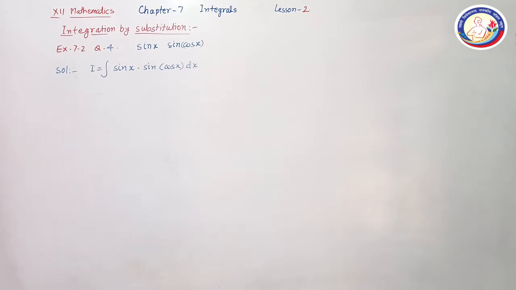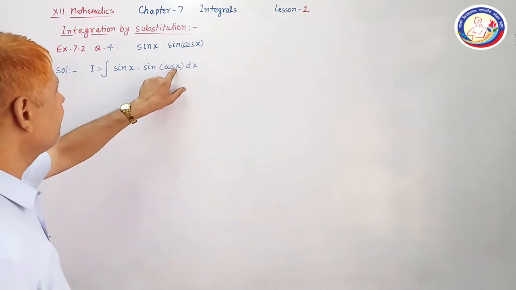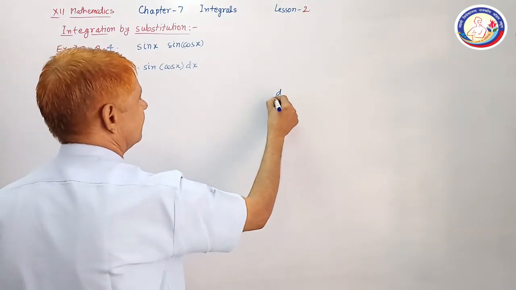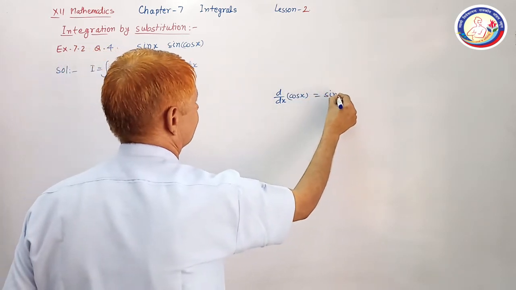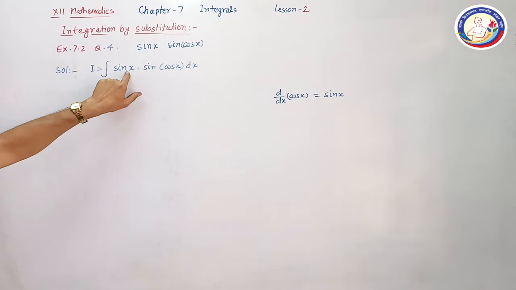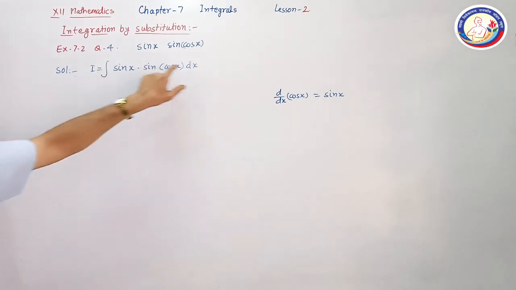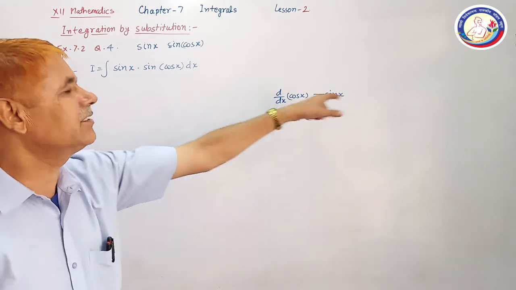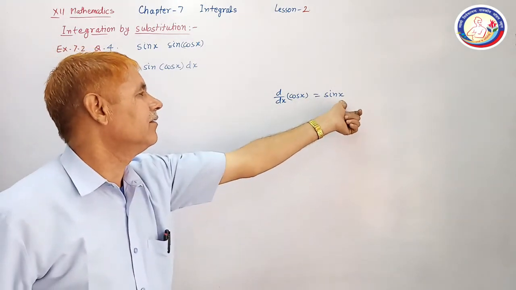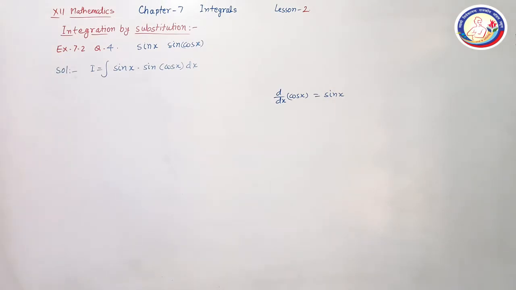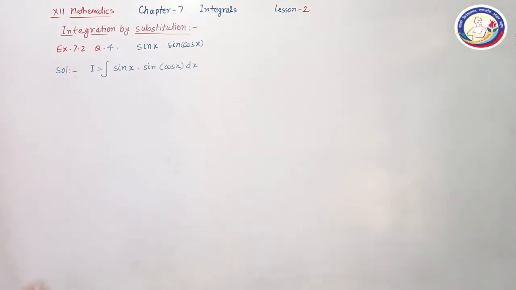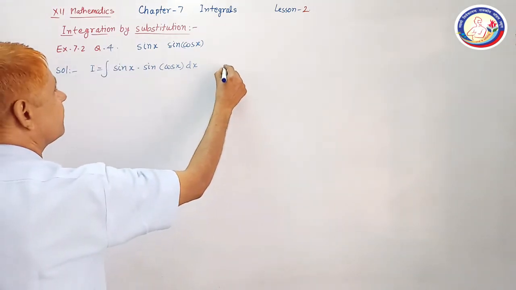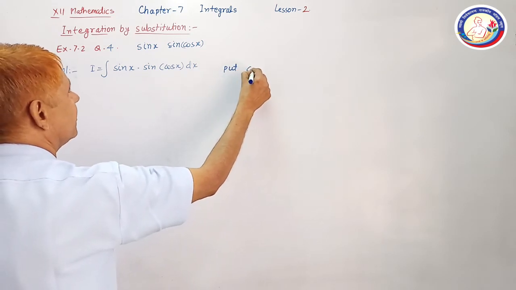We are having a trigonometrical function here. See, the derivative of cos x is what? Sin x, with a minus sign. And sin x is present in the integrand. So we can write sin x into dx as dt if we put cos x equal to t. So this leads the way for substitution. Which substitution will we use here? Put here cos x equal to t.